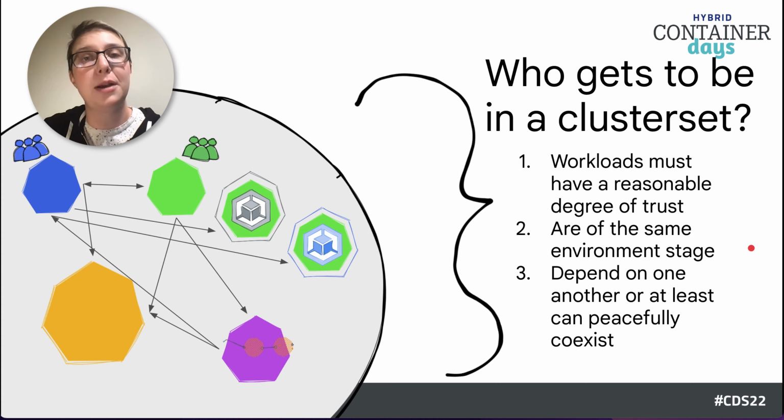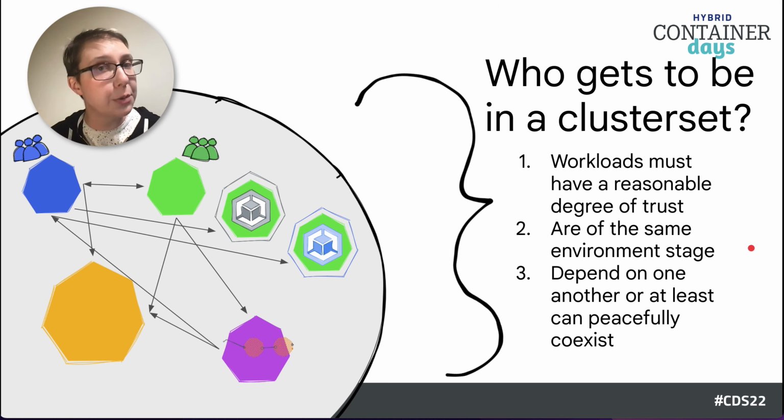In general, they're of the same environment stage. So you might have one cluster set for dev, one cluster set for staging, or one cluster set for pre-prod, or maybe you have several prod cluster sets that maybe are separated out in some other way that's relevant to your application that respects some hard isolation boundaries between them. But generally, they're all the same environment stage that ties a little bit back to that workloads need to have a reasonable degree of trust item.